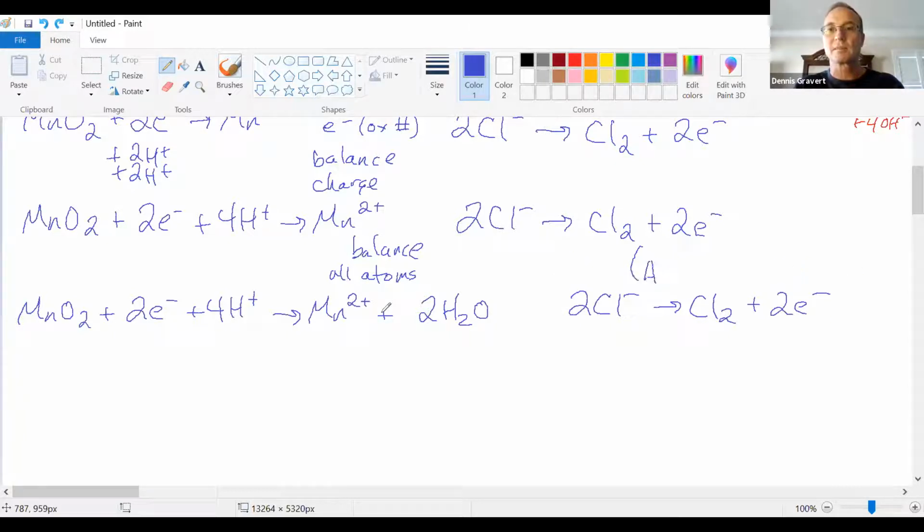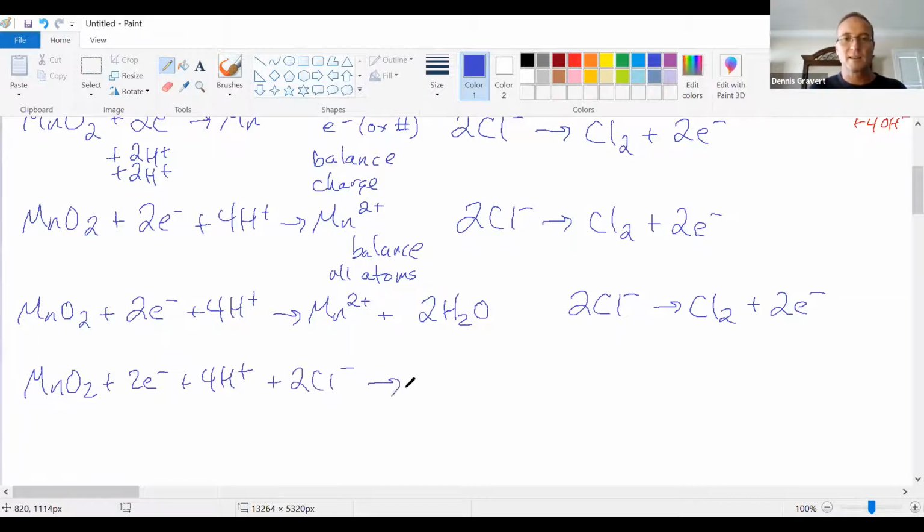So let's kind of clean this up. Yay, that's much nicer. Okay, what you do to combine them is just list all the reagents together. So it's MnO2 plus 2 electrons plus 4 H pluses. That's all the reactants here. Take all the reactants here, 2 Cl minuses. Then take all your products, Mn2 plus, 2 waters. And then take all your products, Cl2, and 2 electrons. And then look and see if you have the same things on both sides.